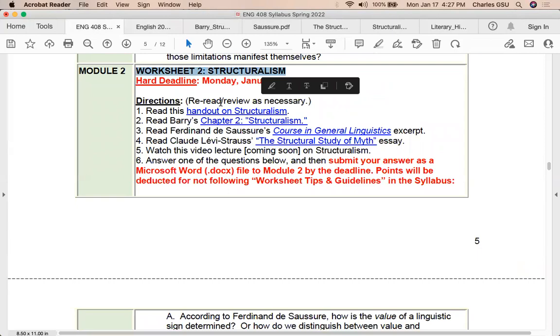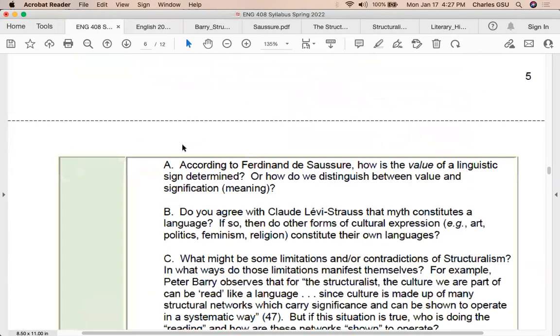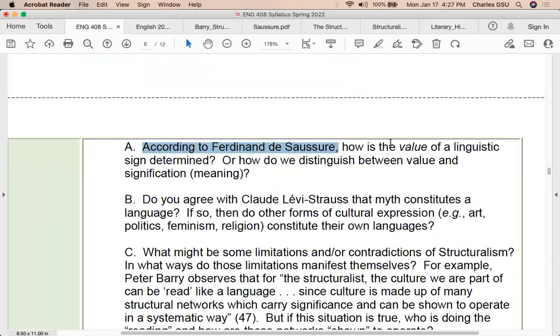So this is module 2, worksheet 2. The first question is about Saussure and the value of the linguistic sign, which we will talk more about. So first of all, you have to understand what a sign is, and then understand what Saussure means by value when it comes to the sign or to language. But when it comes to Lévi-Strauss, he's basically going to argue that myth constitutes or creates language. And I'm asking, do you agree with that? You can say yes, no, or it depends, but you need to explain why. And then I ask, are there other cultural forms of expression like art, politics, feminism, religion that constitute or create their own languages? If so, give some examples of that.